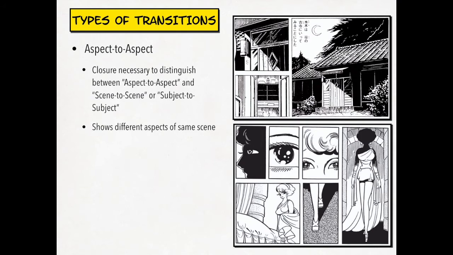The aspect-to-aspect transition is about creating a sense of time, a sense of space, and a sense of the environment. We understand that all of these things are happening around the same time, but it's giving us a broader view of the action or the scene. There's little to no passage of time in aspect-to-aspect transitions. That's one of the things that separates it from scene to scene or subject to subject.